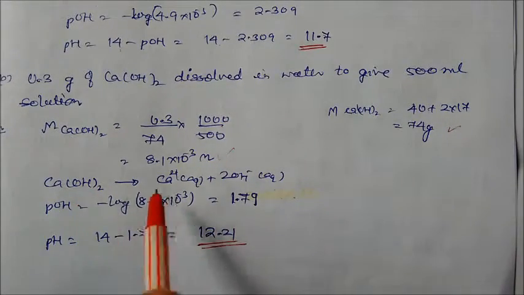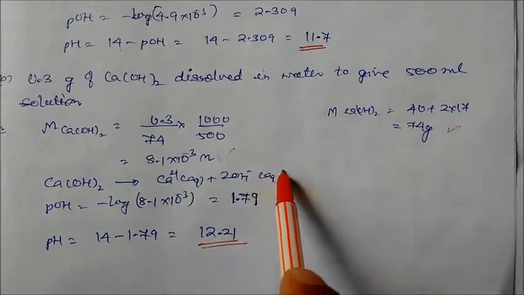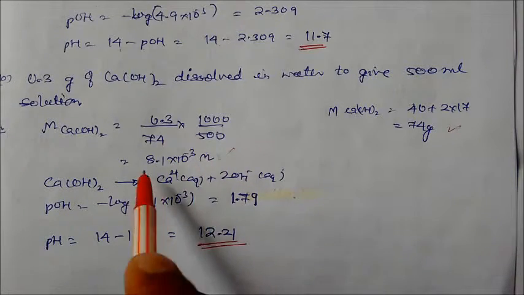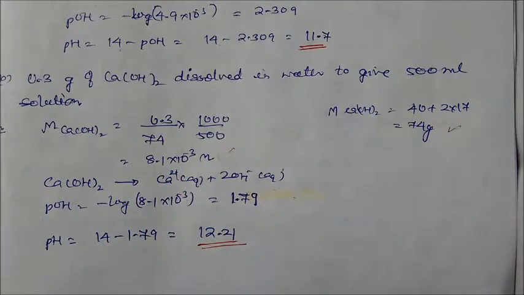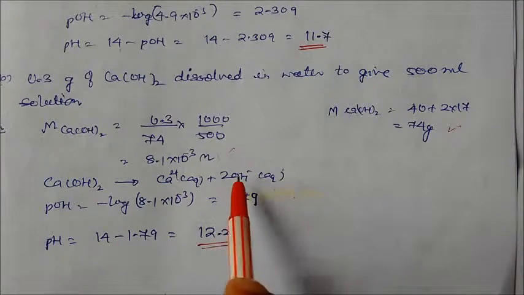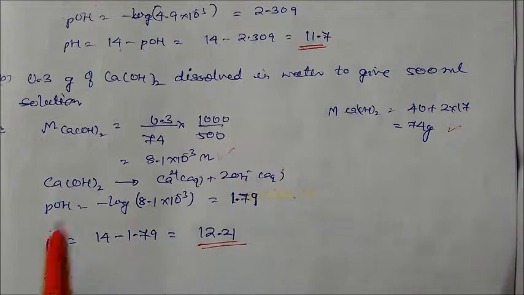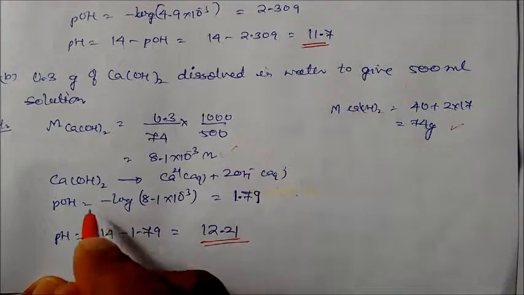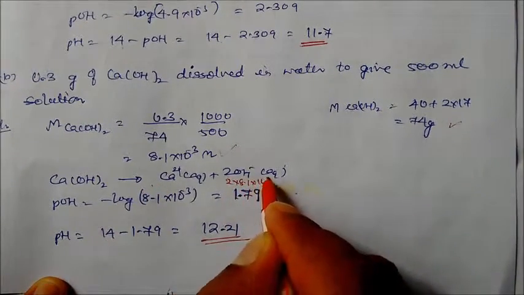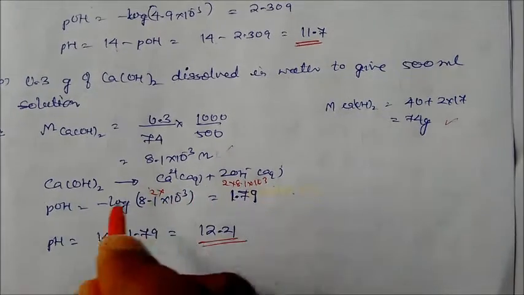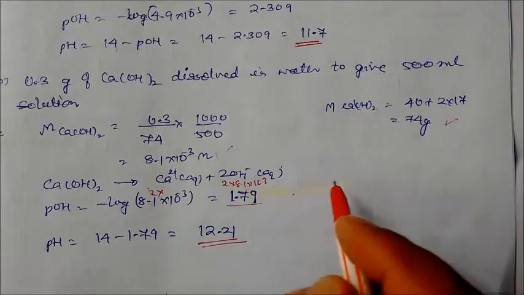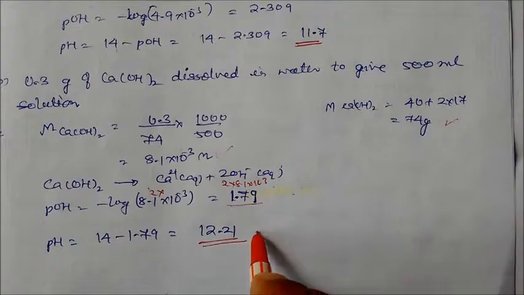Calcium hydroxide dissociates into calcium dipositive and 2OH minus. Substituting the value, we get 8.1 into 10 to the power minus 3. Since there are 2 OH, you have to multiply it by 2 also. So pOH is equal to minus log of 2 into 8.1 into 10 to the power minus 3. On solving, you get pOH 1.79. Then pH equals 14 minus this value, which gives 12.21.